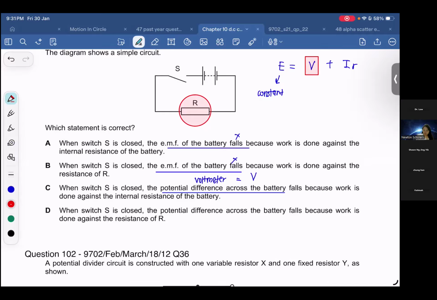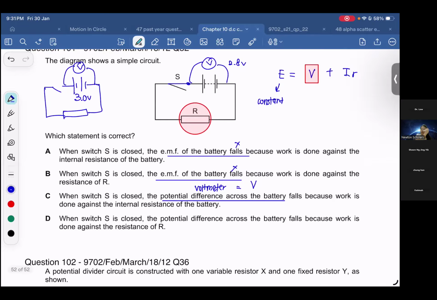If I draw my circuit before we close the switch, like this, like this, then there is a resistance. We put a voltmeter like this. The reading shows maybe 3.0 volt. After we close the switch, I still have my voltmeter here, but I find 2.8 volt. How come? The potential difference across the battery falls. The voltmeter reading no longer shows 3.0 volt.